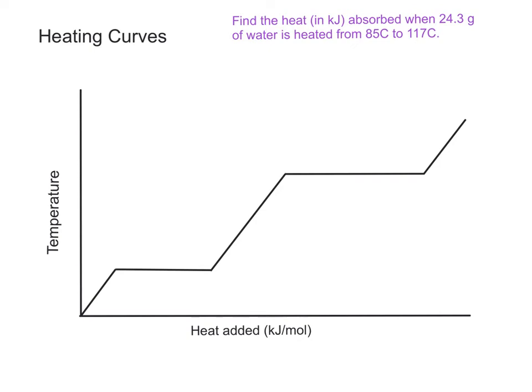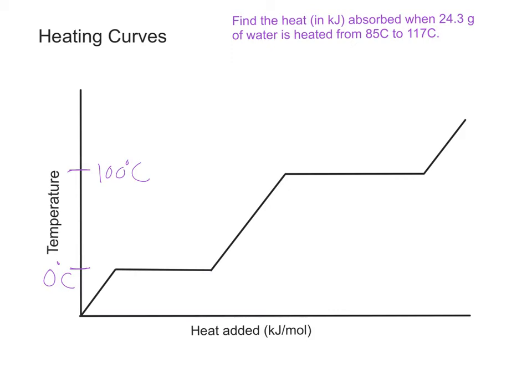So now let's apply all of these ideas to a problem. Up here at the top, I have a problem that says find the heat in kilojoules absorbed when 24.3 grams of water is heated from 85 degrees Celsius to 117 degrees Celsius. If we are taking this heating curve that I have on the video as the heating curve of water, we can assume that this part right here is your 0 degrees C, and this is where your 100 degrees C will be.